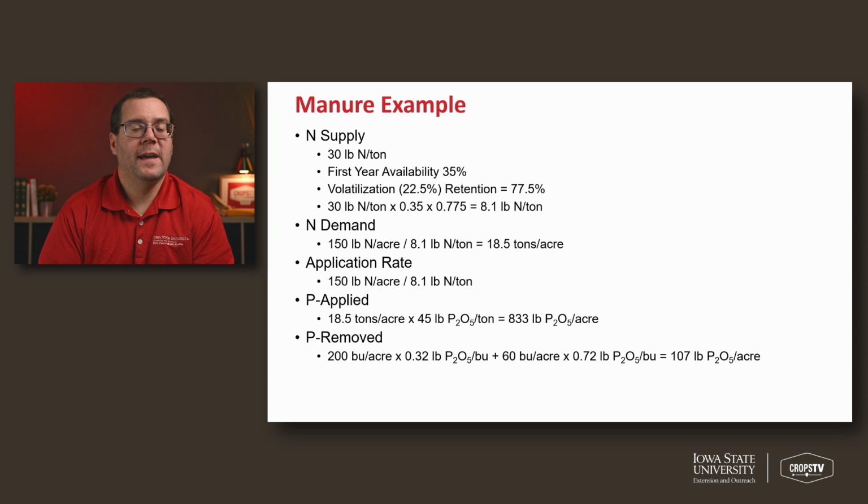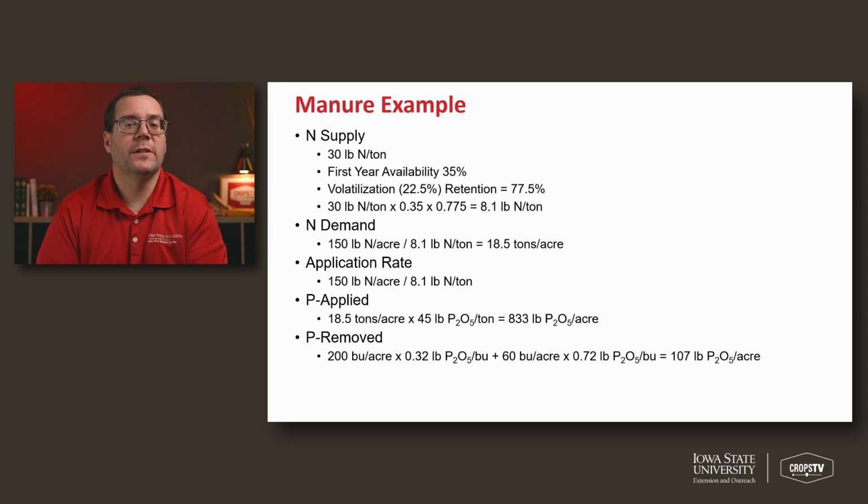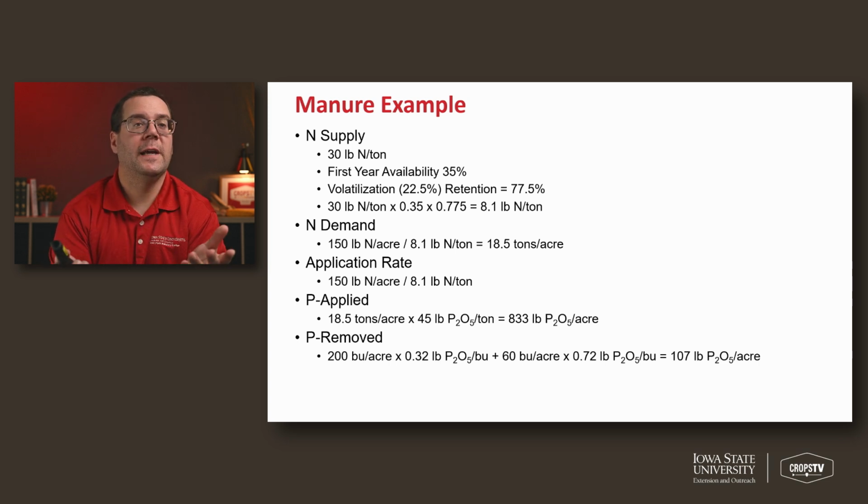So if you think about what that should be compared to, how much are we removing over that 2-year rotation? Well, if I grow 200 bushel corn and 60 bushel an acre beans, I only am taking off about 100 pounds of P2O5 per acre. So I put on 8 rotations worth of phosphorus all at once, right? So I put on 16 years of phosphorus all at once.